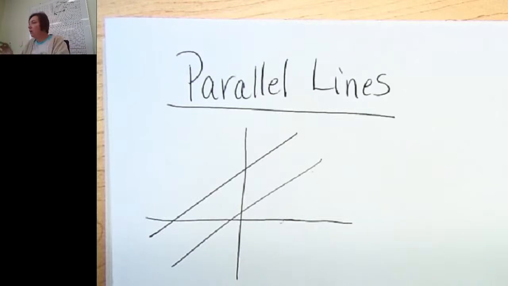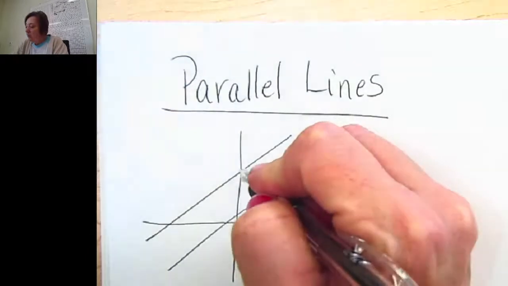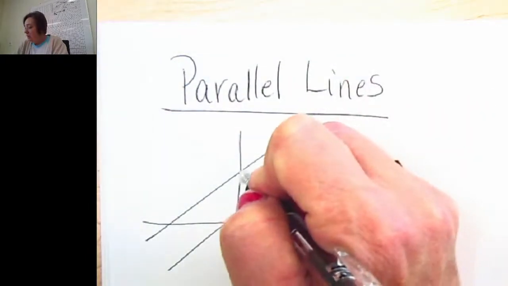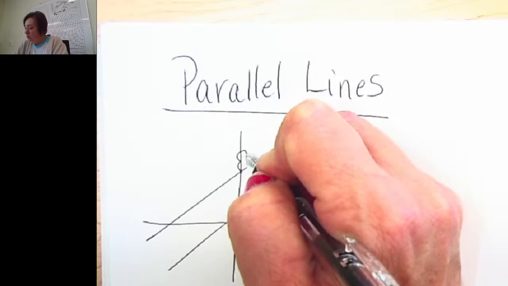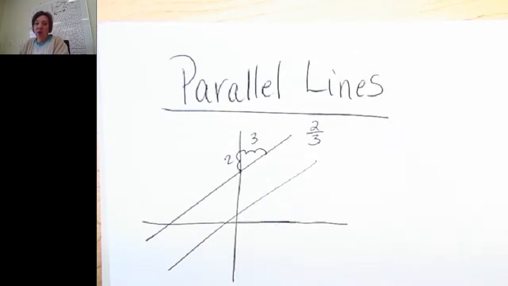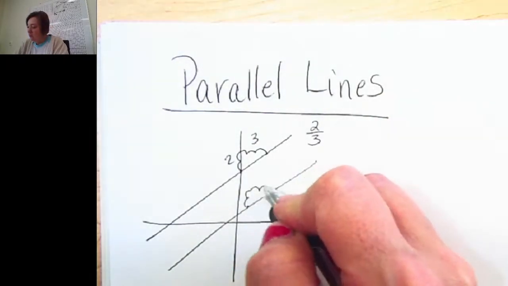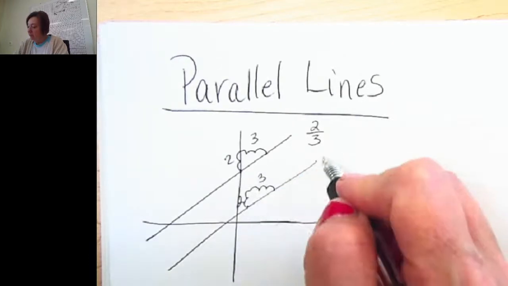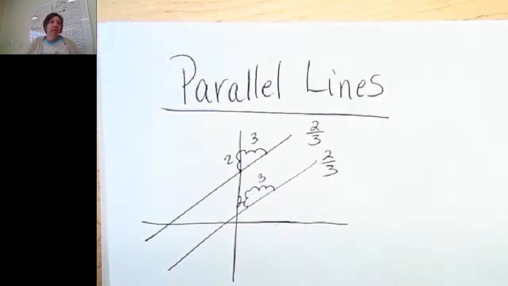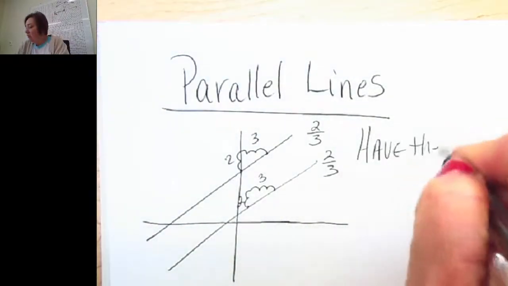It would be a lot better if I had these on an actual coordinate plane instead of just sketched on this paper. But what if I count slope here, and I go up 2 over 3? So my slope is 2 over 3, right? Well, guess what? So is that one. Parallel lines have the exact same slope. Parallel lines have the same slope.